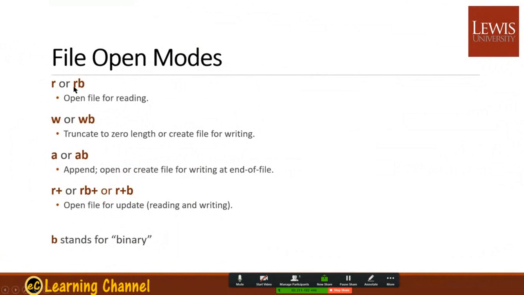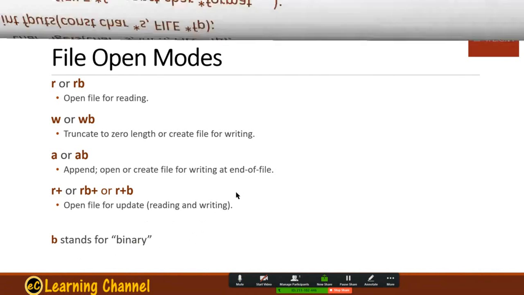So here are the modes. You can put R or RB. RB is the binary read mode. W is write and WB is write binary mode. And A is append and AB is binary file appending. And you can have R plus, which means you can open a file for update. You can read and plus write. And B means binary.